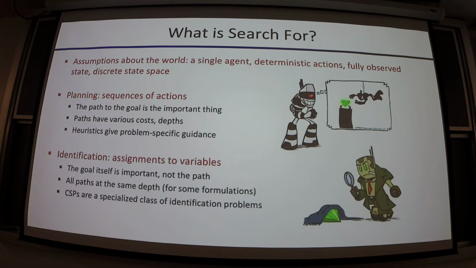Now I want to talk about a different kind of search problem. This one we're going to call identification. And that's where we have some set of variables and we want to come up with some legal assignment to those variables. We can look at this as a search problem, but it's a little bit different. The difference is that what we're looking for is a valid goal. The path we took to get there doesn't matter at all. Okay? In some formulations, in fact, all of the paths are going to terminate at the same depth. All the goals are going to be at the same depth of the search tree, potentially. And so we're going to talk about constraint satisfaction problems, or CSPs. And these are a specialized class of identification problems. So that's what we're going to talk about today.